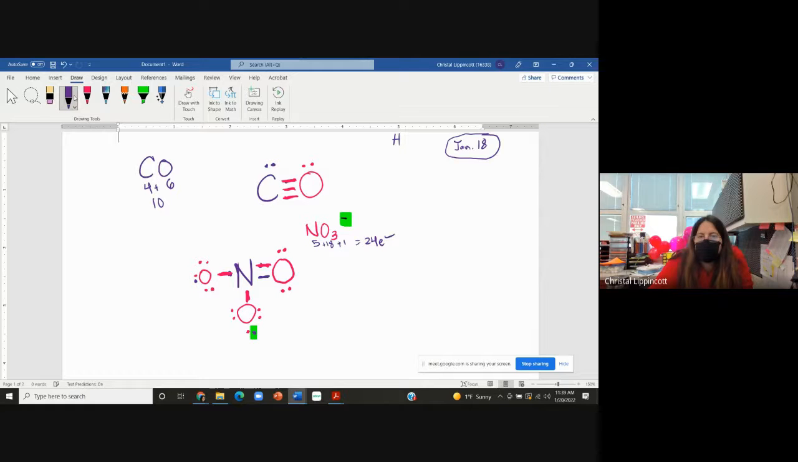So we're going to go through and count up our electrons. 2, 4, 6, 8, 10, 12, 14, 16, 18, 20, 22, 24. So I'm good with my number of electrons. Now I'm going to check on those octets. I'm going to check to make sure that everything has 8.